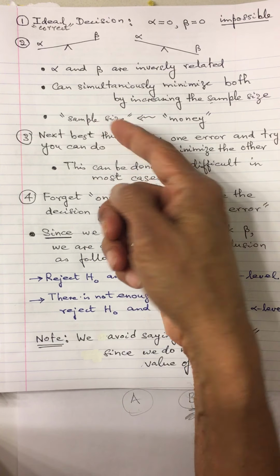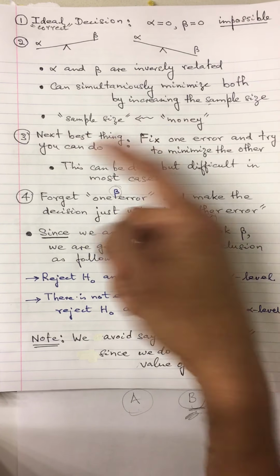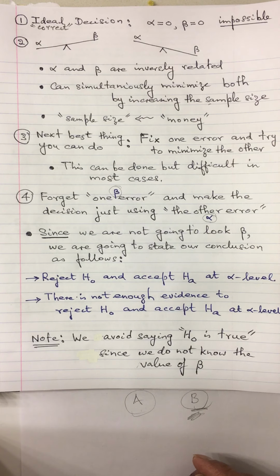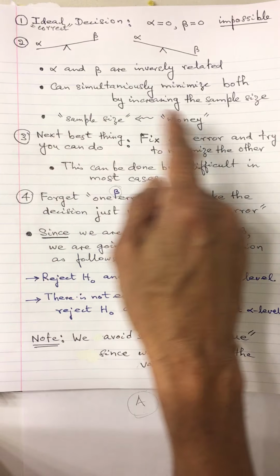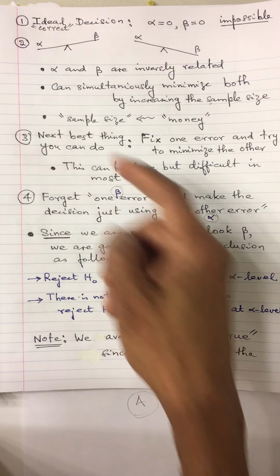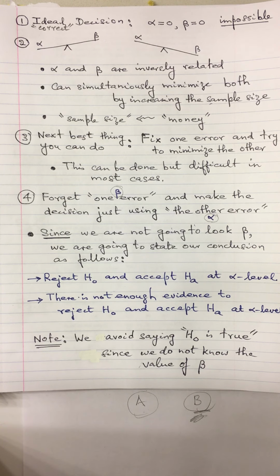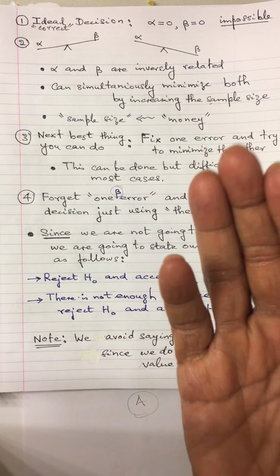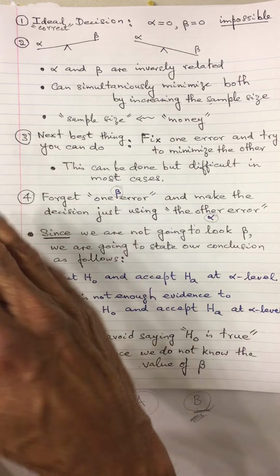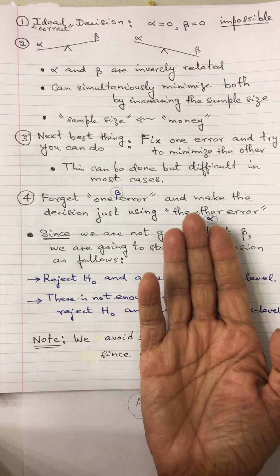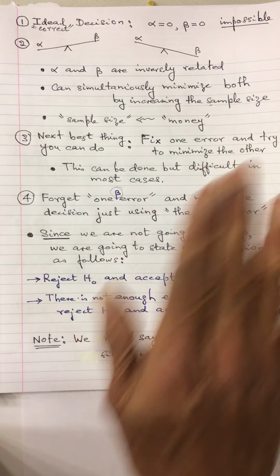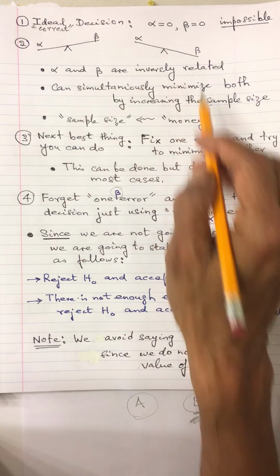But sample size is technically the money. Say, for example, you're dealing with a very expensive component, and if you want to test it, you have to burn it. Then that goes with the money, or you have to spend so much money to collect a certain amount of data. The whole idea of statistics is that you need to keep the sample size at a decent level so that you can make the best decision. So you don't want to increase the sample size; you need to keep it at a manageable size. So that's the problem with that.